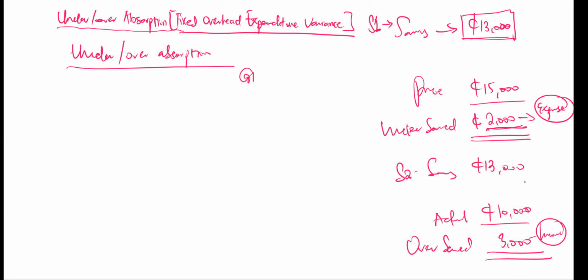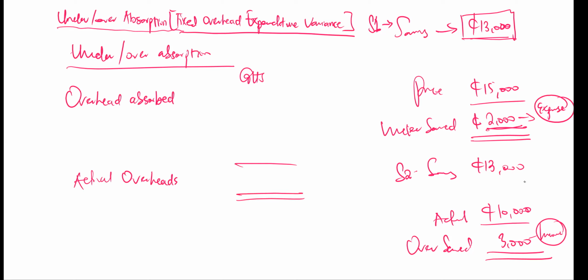But how do we get this? All we are comparing is that we estimated some overheads, so we compare our overhead absorbed against our actual overheads. If it's marginal costing, it becomes only the fixed overhead expenditure variance, but under absorption costing it is the fixed overhead variance. So overhead absorbed is compared to your actual overheads.